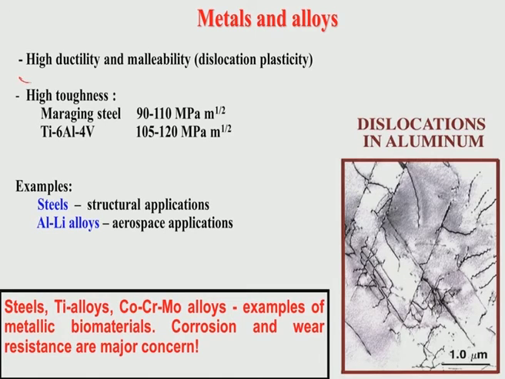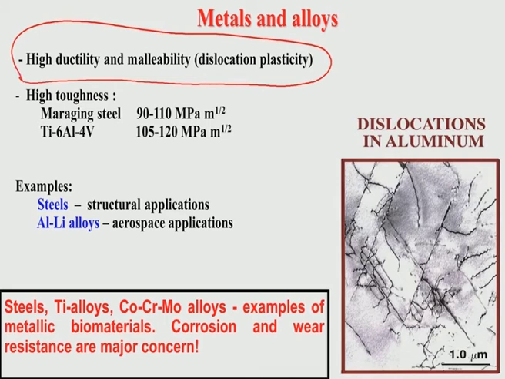I reiterate here that they are widely used for various engineering applications as well as biomedical applications because of their good ductility. Good ductility means it has good plastic deformation properties, and that allows the metals to be shaped into different sizes and shapes. Some of the materials which are important for biomedical applications, like titanium 6% aluminum, 4% vanadium, have a very high fracture toughness like 105 to 120 MPa square root meter, which is orders of magnitude higher than that of the ceramic materials. Corrosion and wear are the primary concern.